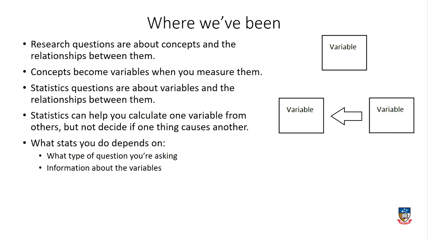And how to measure them is not a statistics question. It's a medicine or whatever flavor of science you're doing question. Statistics questions are about variables and the relationships between them, and not about concepts. Statistics can help you to calculate one thing from the others, but not to decide if one thing causes another thing. Statistics can never tell you whether one thing causes another thing. That's what experimental design is for, but they can help you calculate one thing from another. And what statistics you do depends on what type of question you're asking and information about the variables, because different calculations can be done on different kinds of variables.